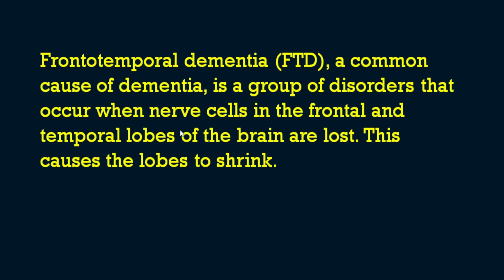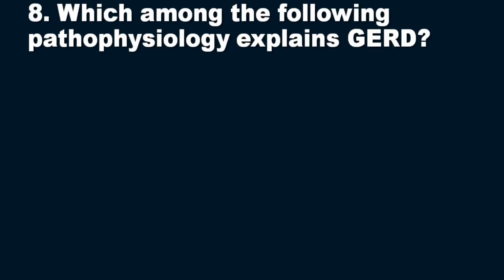This is also a common cause of dementia, and it is a group of disorders that occur when nerve cells in the frontal and temporal lobes of the brain are lost. As the name indicates, frontal and temporal lobes, this causes the lobes to shrink. There will be atrophy of the frontal lobe and the temporal lobe, thus causing the symptoms. So that's all regarding some types of dementias.